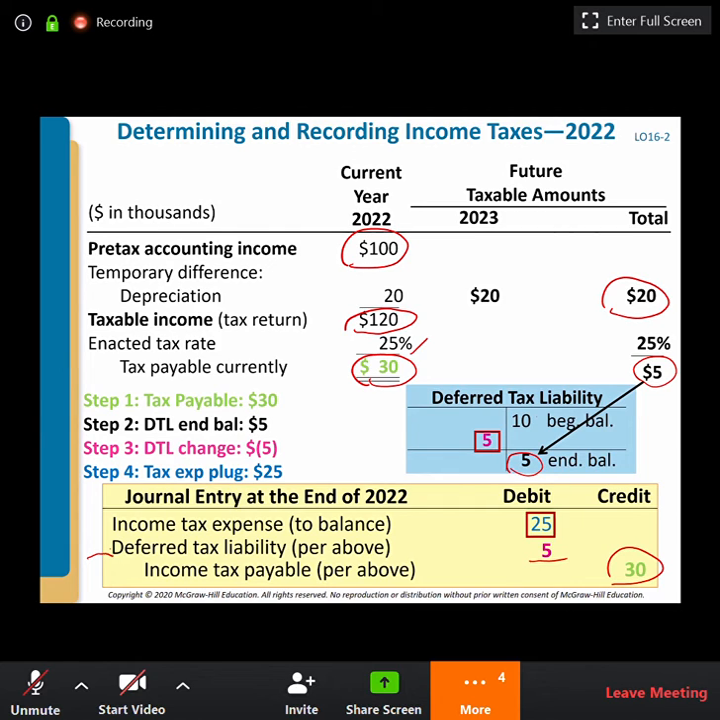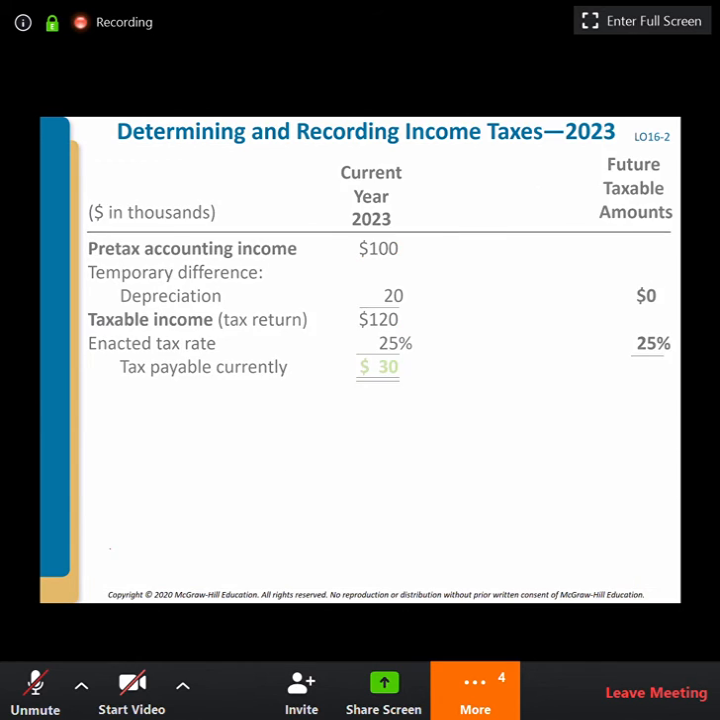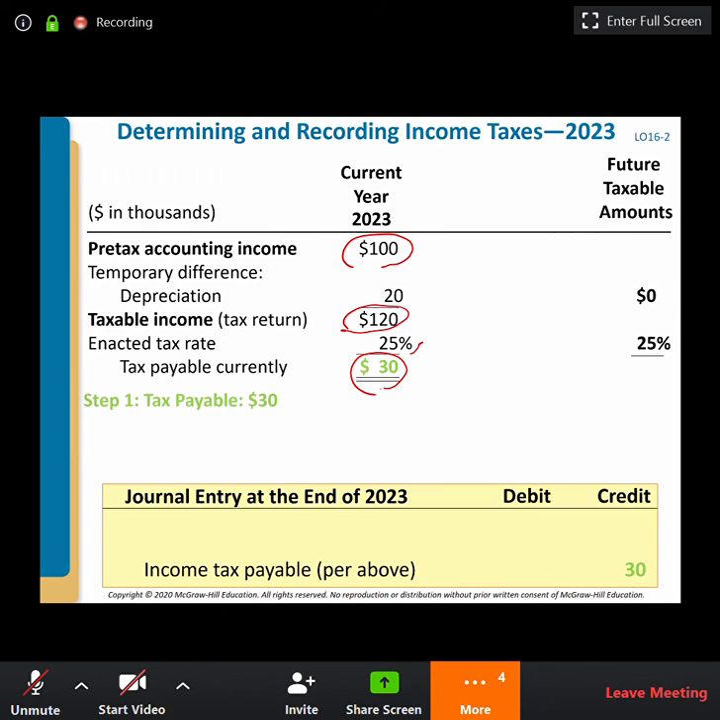Question on this part? 2022, you good? Okay, 2023. Year 2023, so now the pre-tax accounting income is 100, taxable income is 120. So then 120 times 25, you got 30. 30 should be income tax payable, so we credit this one.